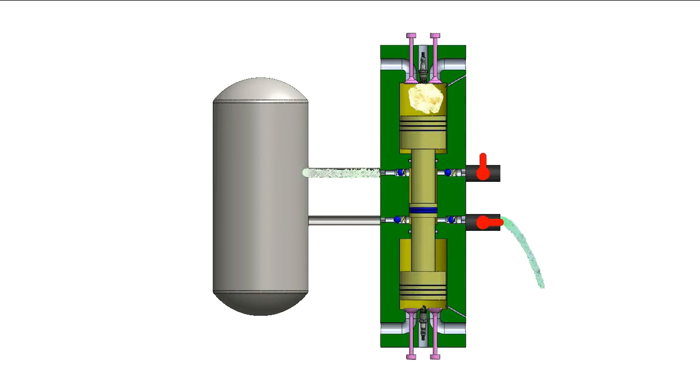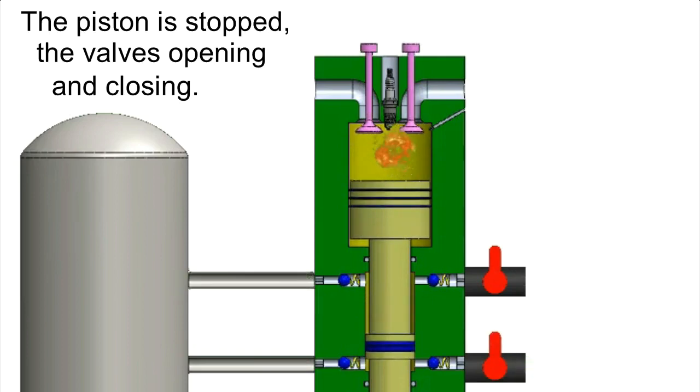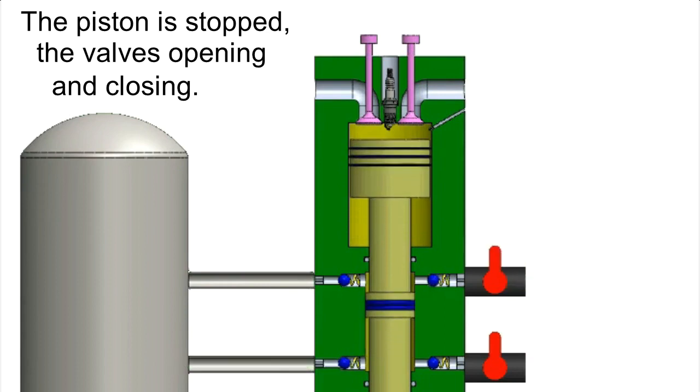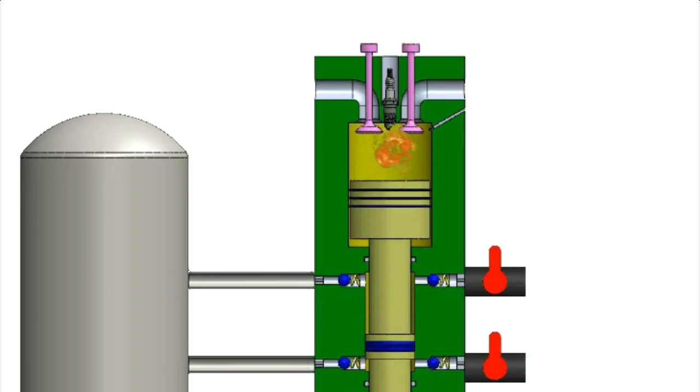When the piston is stopped, the valve's opening and closing cycle takes place. In a four-stroke engine, this cycle occupies 2 strokes. For intake and exhaust there are several alternatives, including using a valve in the piston head.